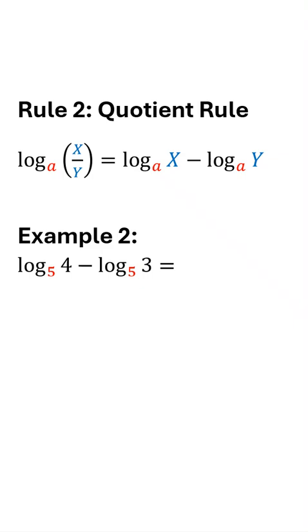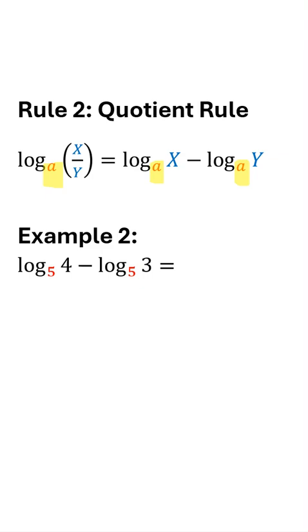So let's look at the next rule, which is the quotient rule. If we have log to base a of x over y, here the base is a, again the base will stay the same, and in division we subtract the logs. So here we have log to base a of the numerator, which is x, minus log to base a of the denominator, which is y.